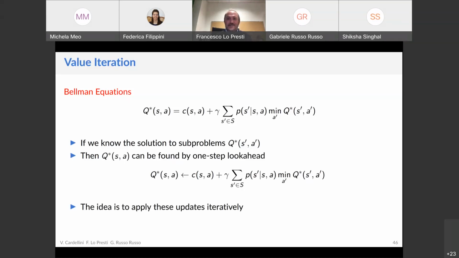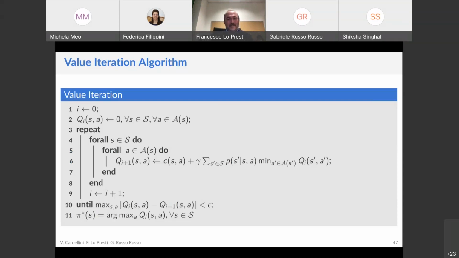The idea is that this assignment can be the base for iterating over the Q value and finding the optimal one. This means applying these updates iteratively, starting from some initial guess. And it works because the contraction mapping theorem guarantees that this algorithm works. This is what value iteration is, which is my final part on this very short MDP introduction.